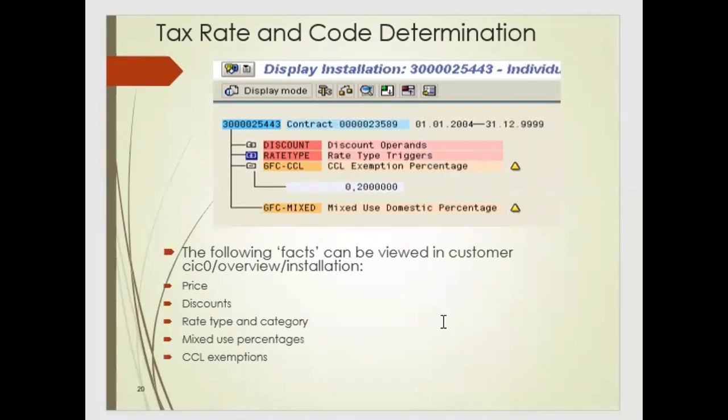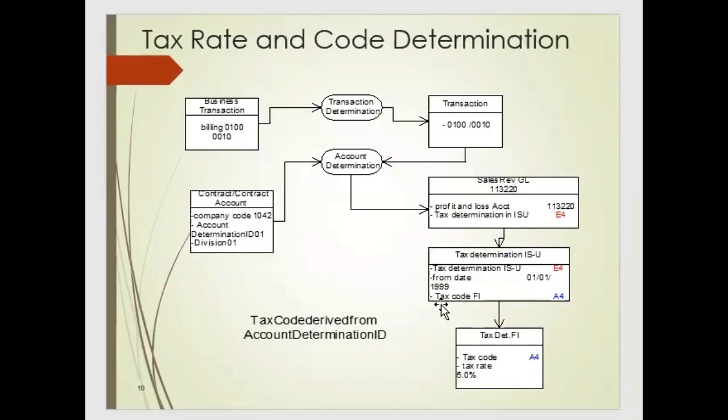Now, if you want to introduce some exemption code, you can introduce it at the facts level, or you can create a tax determination which will be allocated here with a tax rate of 0. That will also be exemption. Both are the same.